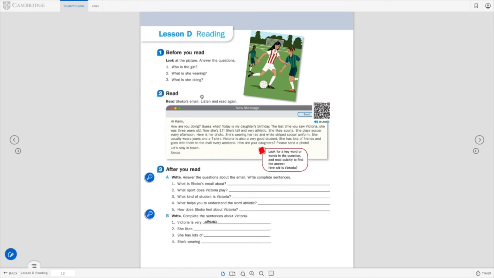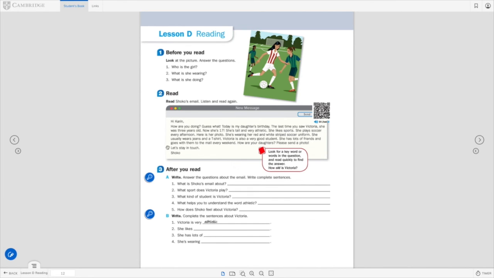The first strategy, the first way, is to look at the picture, get information from the picture. The second way is to find your key words. We know we will be reading about Victoria. We already know she's 17. We know she likes sports. She plays soccer. We know she's a good student. So we can then go ahead and read the passage and get more information.